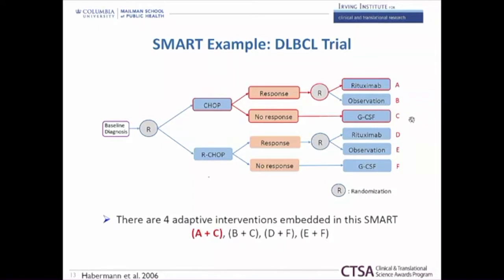So that is to say, those patients who receive CHOP at stage 1, fail to respond, and receive GCSF at stage 2 actually contribute information that helps us evaluate two adaptive interventions. This feature makes SMART a very efficient design, but also introduces some complexity in statistical inference. I will talk in more detail about it.